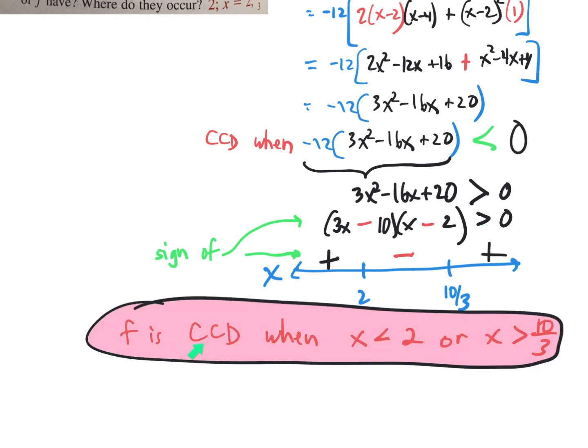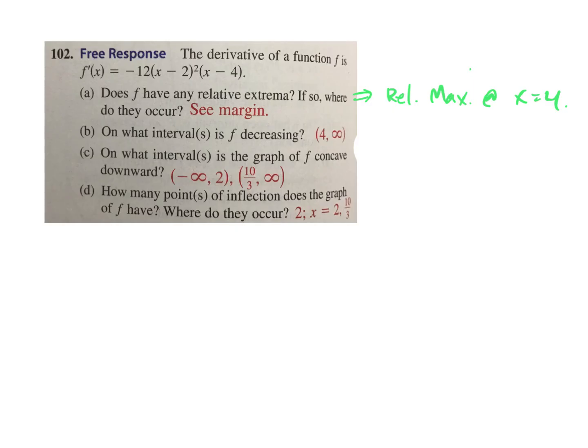f is concave down when the second derivative is negative, which happens when x is less than 2 or greater than 10/3. Or in interval notation, x values in the open interval from negative infinity to 2, as well as the x values in the open interval from 10/3 to infinity.